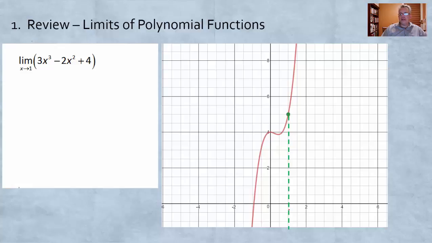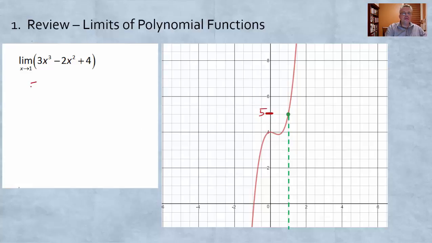So right here, this is x equals 1 where this green dashed line is. And we see as we follow the curve from the left, it equals 5. And as we follow it from the right, the limit is 5. This is 5 right here. So that point is 5, and that's the actual value of the function there. So for polynomial functions, evaluating the limit is easy. It's the actual value of the graph or the function at that point.